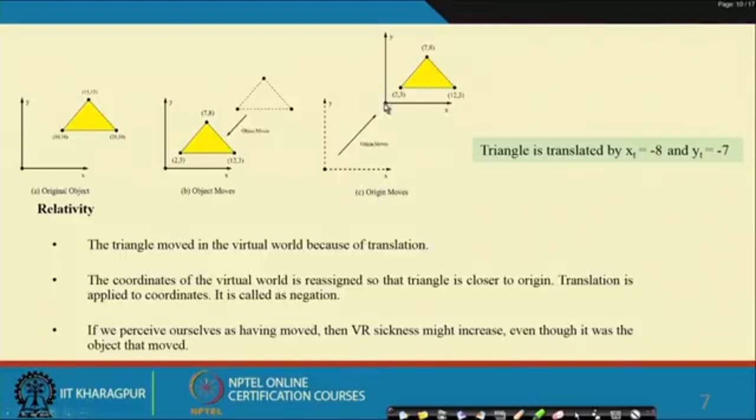If the user is at this position, he will feel no difference between the two cases, but he will have a perception error. That means, if the user moves along the axis and the object is static, then it might increase the VR sickness, even though it was the object that was moved, right?